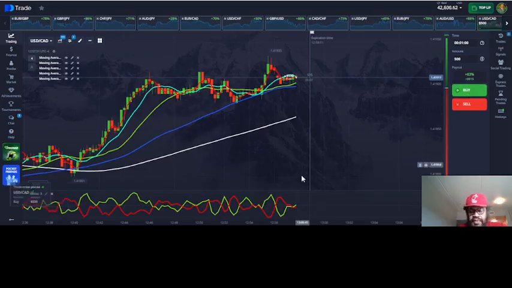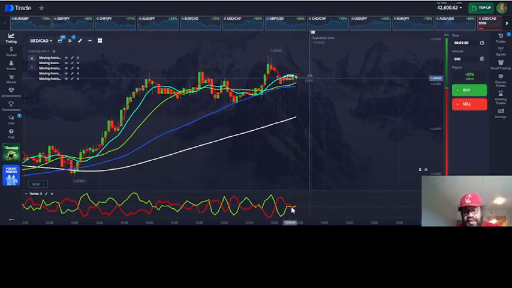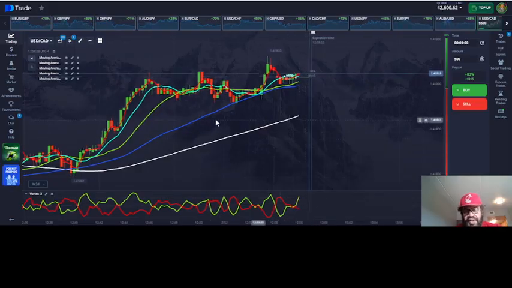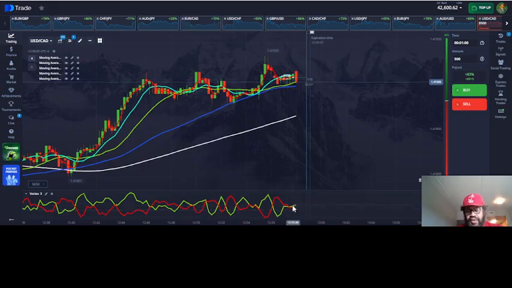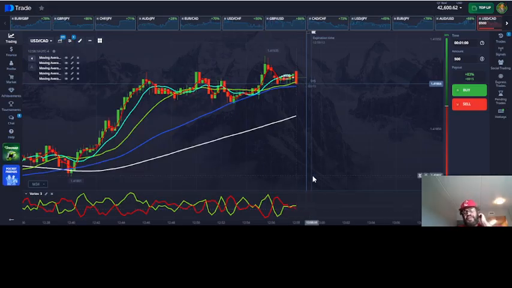Okay, so the reason I took the buy trade on the US dollar, Canadian dollar, is first of all, we're seeing a general bullish trend. The SMAs are sloping upwards. Then I waited for the vortex cross. The green vortex line crosses over the red vortex line here in an upward direction.